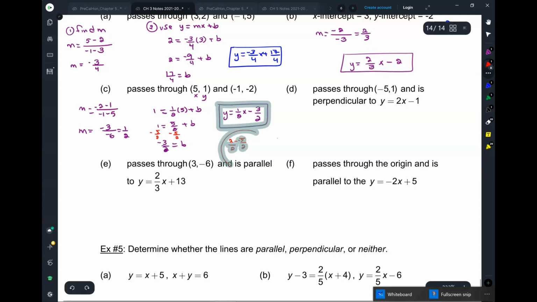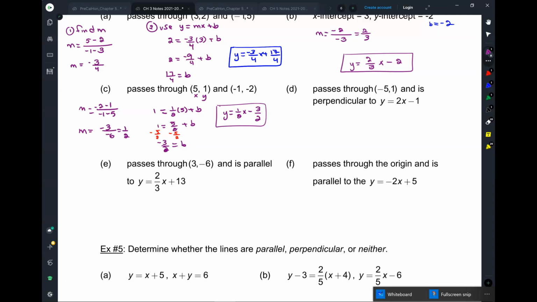Okay. All right, so let's move on to another one. We have, okay, it passes through negative 5 and 1, so that's my point, x comma y. I even label it as I'm walking through the statement there. And is perpendicular to this. Okay, perpendicular gives us information about the slope. So if it's perpendicular to this line right here, that means I can use the slope over there. What's the slope here?